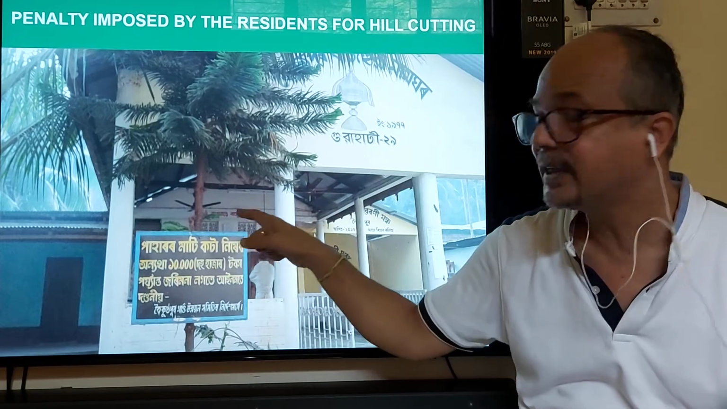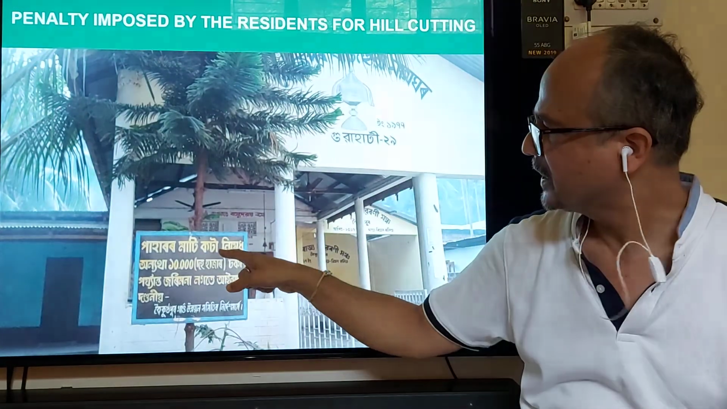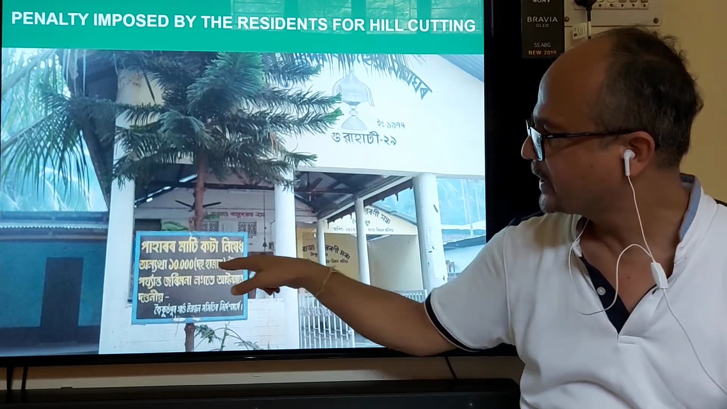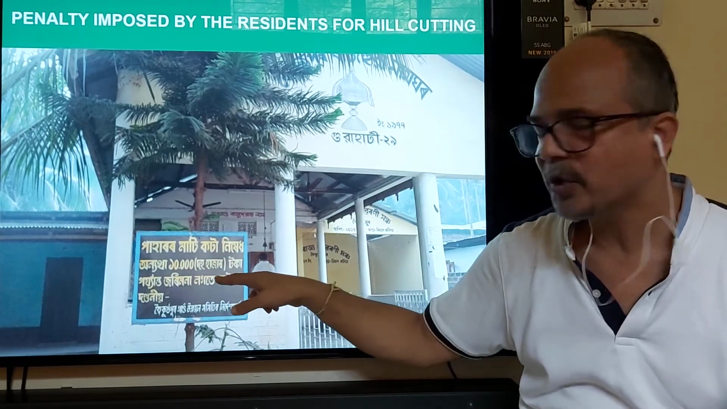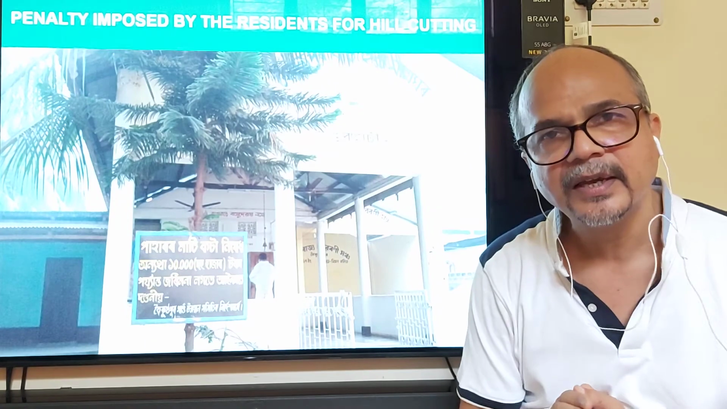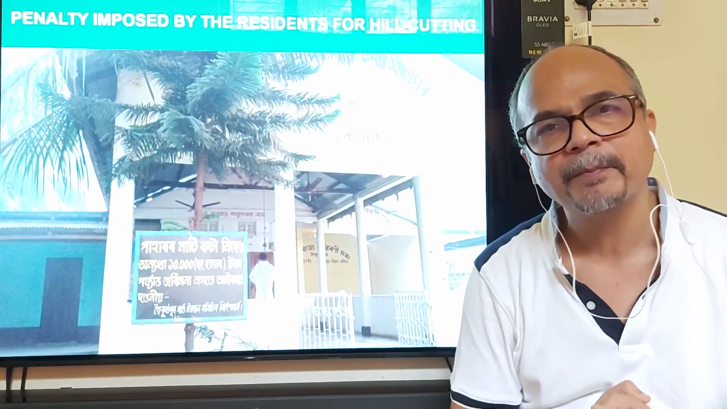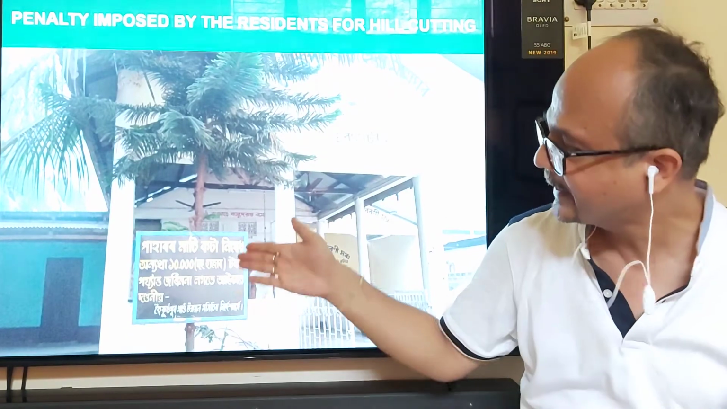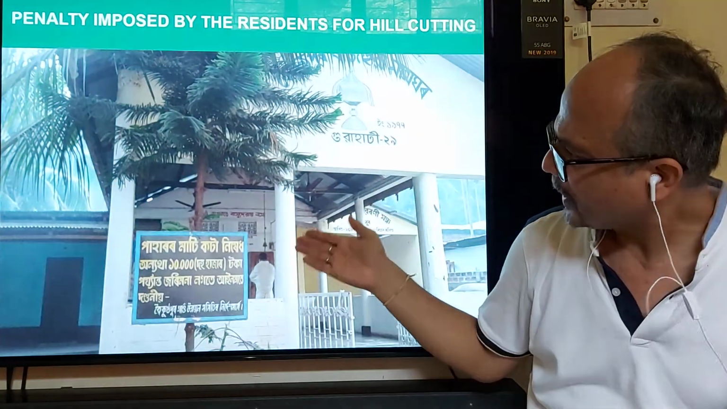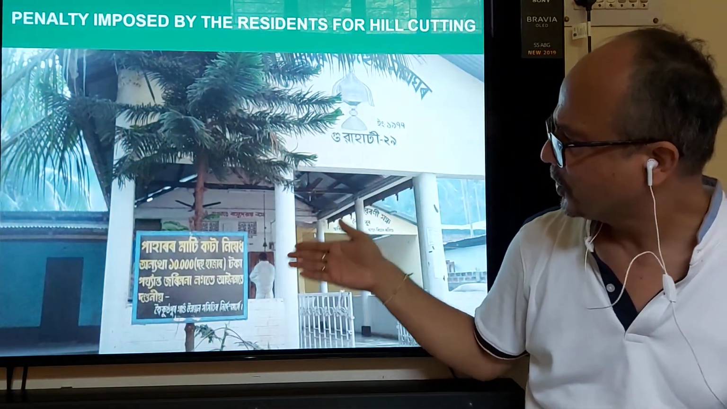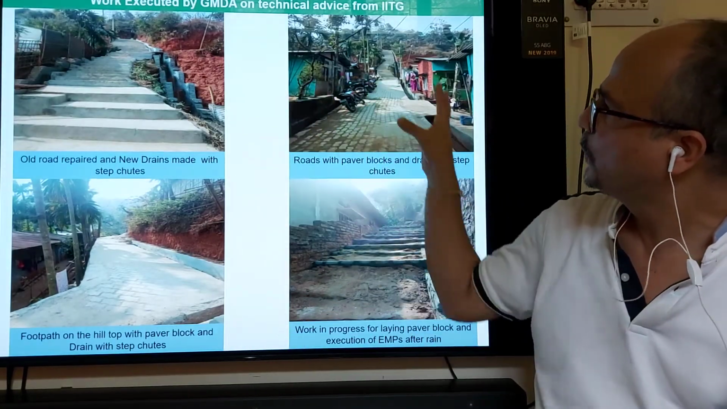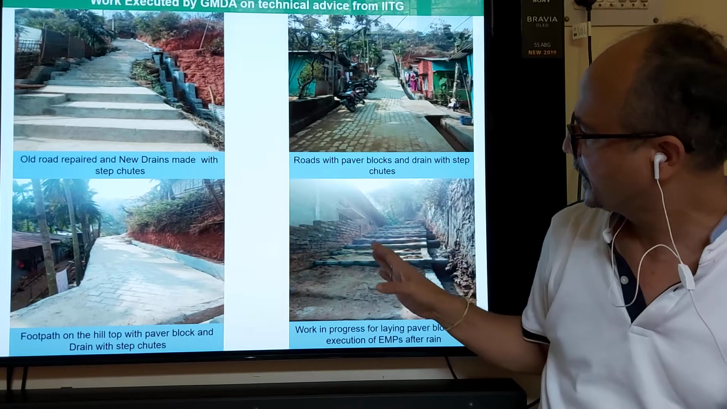A signboard is made by the people, that Paharor Matikata in Assamese language, Paharor Matikata Nikher, Onyothai 10,000 Taka Porjonto Jorimona. That means if you cut the hill, 10,000 rupees will be the punishment. Their monthly income was 2,000, 3,000, something like that at that time. So this village has come forward, that's why it is a very heavy fine they are imposing, and with that, finally this whole village was renovated with different methods.